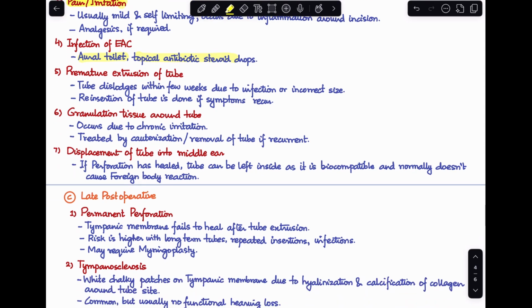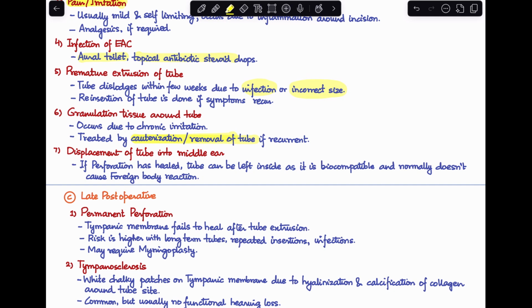Next complication is a premature extrusion of the tube. So, if the tube has come out into the external auditory canal even before it has served its purpose, this can happen within a few weeks either because of infection or because of placement of an incorrect size of the tube. In these cases, if the symptoms have recurred right after the extrusion of the tube, we will reinsert the tube back. Another complication is granulation tissue formation around the tube. This can happen because of chronic irritation. Usually, we'll treat these cases by cauterization and/or removal of the tube if it is recurrent.